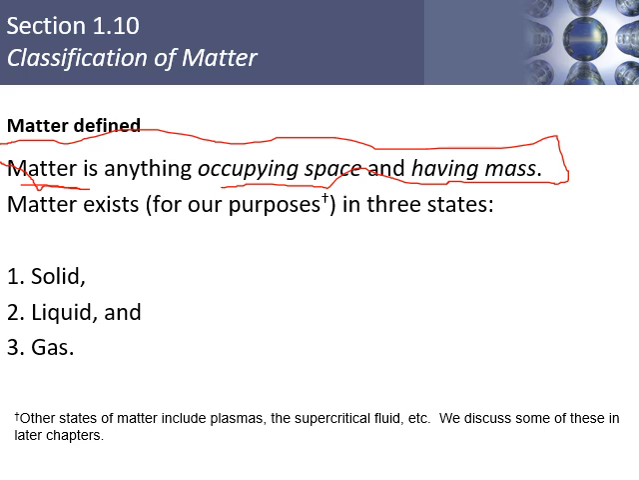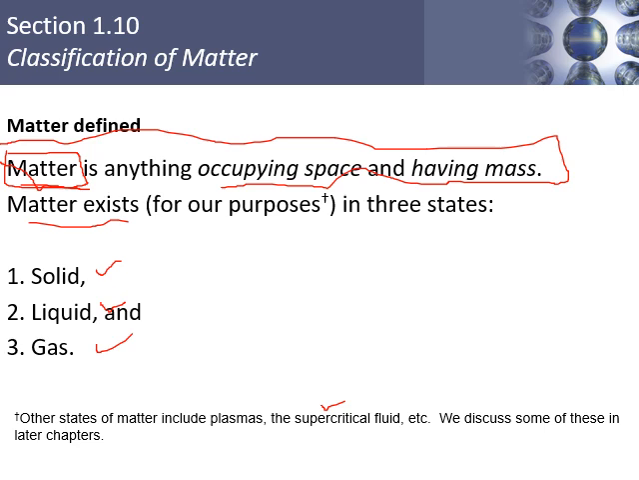So does a neutrino occupy space? Yes, it's just not very big. So anyway, that's matter. You probably never will see this again, but nevertheless, there's the definition. And it exists for our purposes in 3 states: solid, liquid, and gas. Solid, liquid, and gas. And you know what these are. There are other phases that matter can exist in, like plasmas, and we'll talk about the supercritical fluid here in Chapter 10.